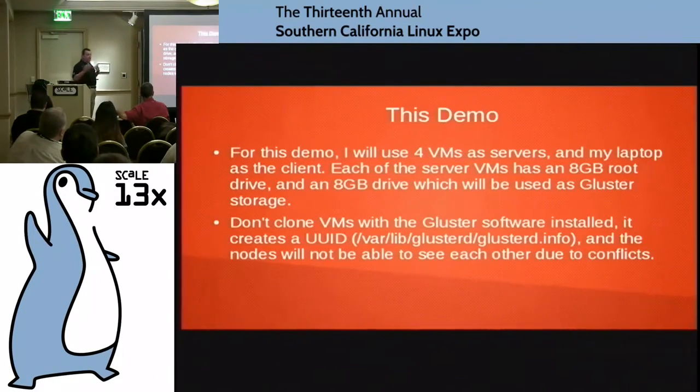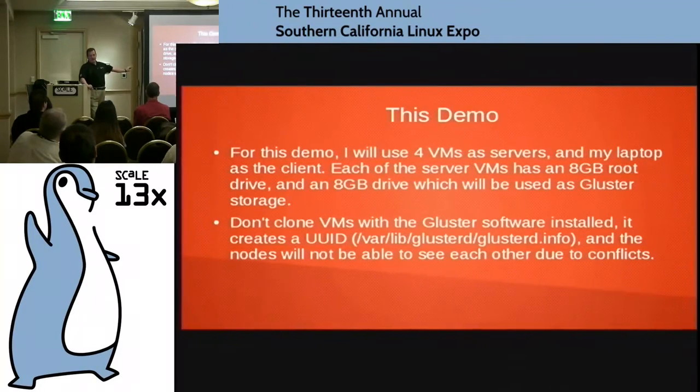So a little bit about this demo. I was going to do a live demo, but like I said, the screen real estate is simply not big enough to actually show you in an effective way, so I did screenshots. I had 4 VMs that I call servers. They're the ones upon which I install the Gluster software. Each one of these server VMs has an 8 gig root drive and an 8 gig drive that's going to be used as Gluster storage.